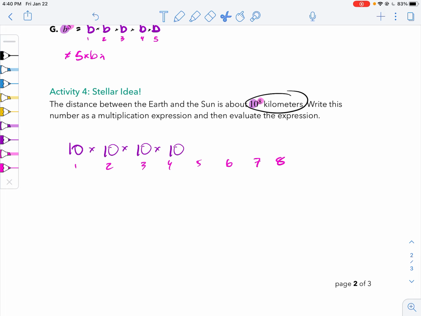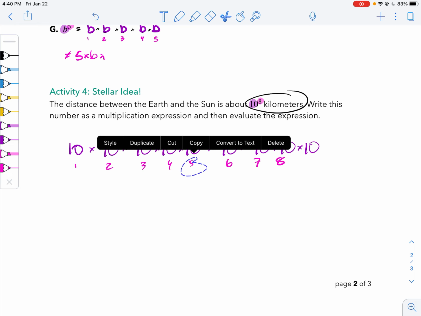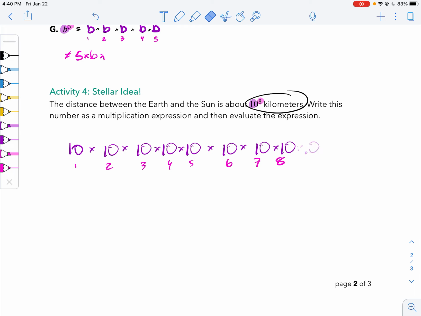Uh-oh. I'm going to run out of room. Times 10. Times 10 times 10 times 10. Was that enough? 5, 6, 7. That was one too many. Cool. What is that equal to?